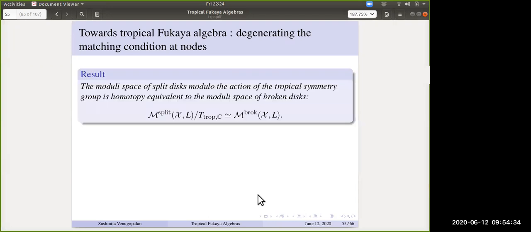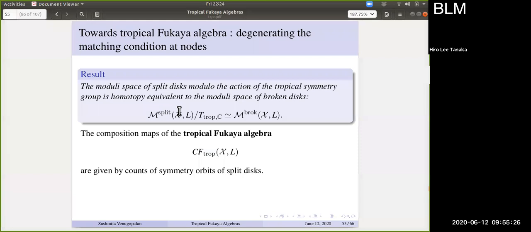So the right result to state, just to get the statement right so that the indices add up at least, should look like this. Again, the homotopy equivalence is actually an infinity homotopy equivalence, so this is not quite an accurate statement, but I think that to give the idea, this is good enough. What I mean to say is that the moduli space of broken maps is homotopy equivalent to the moduli space of split maps modded out by the tropical symmetry group. So a single map here becomes an entire orbit on the split side. I repeat, a single map on the broken side becomes an entire orbit on the split side.